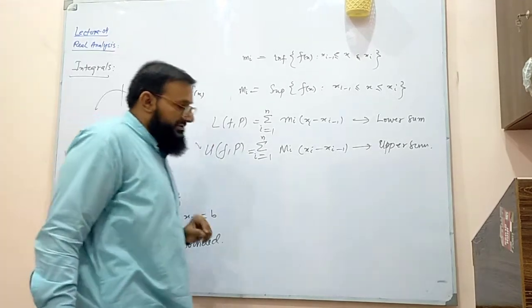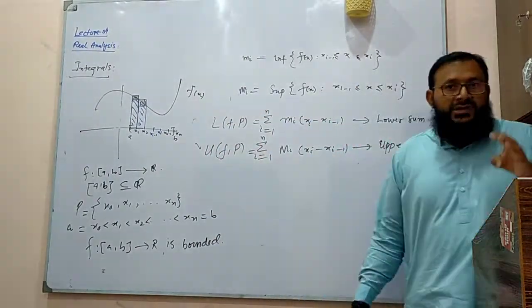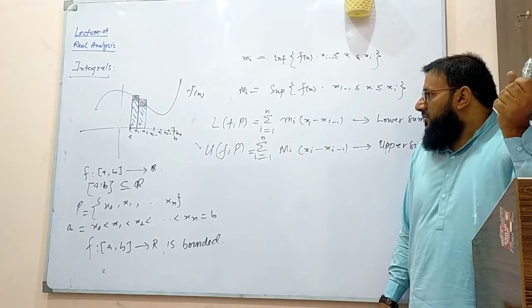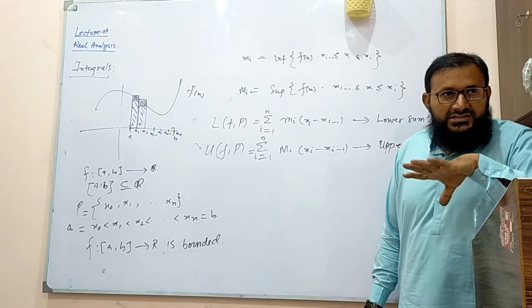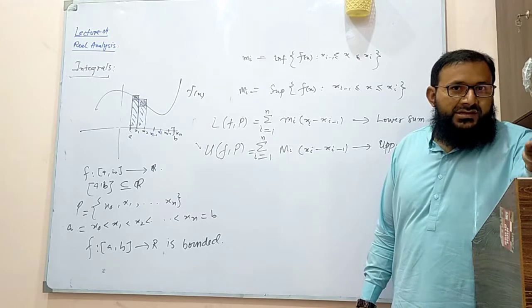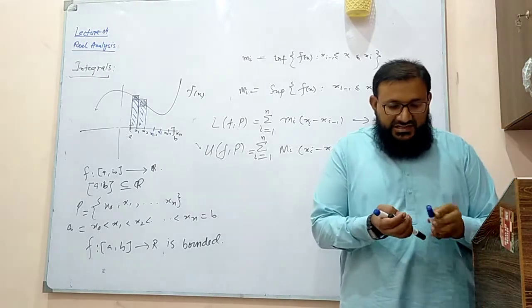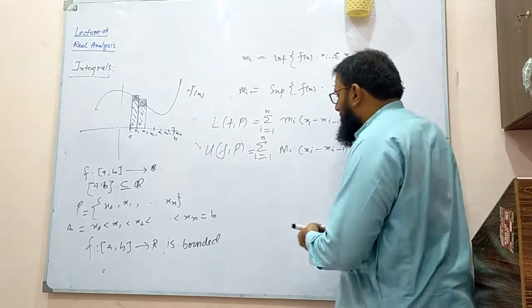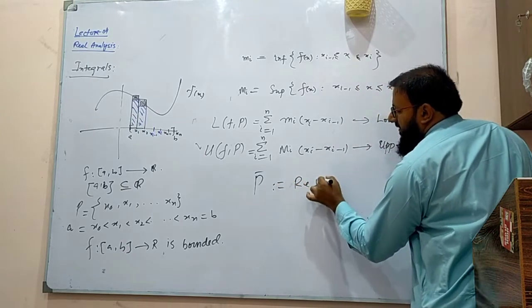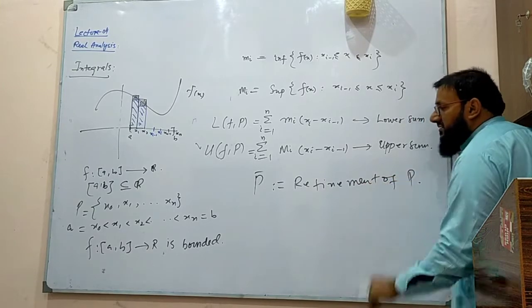How can we make this one bigger and this one smaller? How can we do that? What is the idea? One idea is, in this Riemann integral, to choose your partition in such a way. It means we have to refine our partition. I have to define another partition, which we call P bar, and we call this a refinement of our actual partition P.